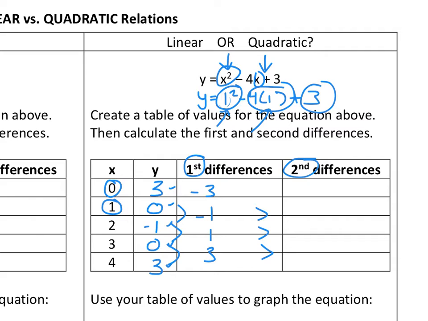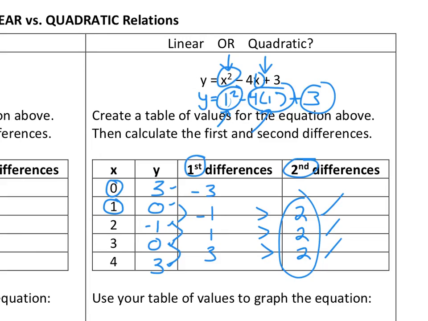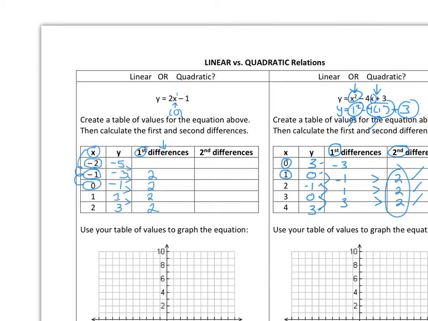3 minus 1, 2. 1 minus negative 1, 2. Negative 1 minus negative 3, 2. Wow. They're all the same in my second difference, so that means that I'm for sure dealing with a quadratic. Remember, this is what you're going to have to do on your CPT.